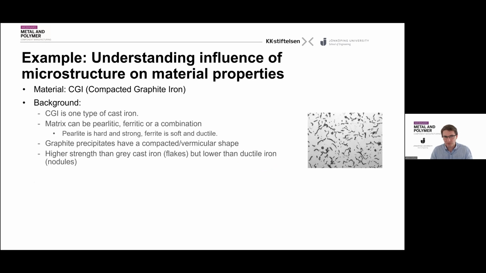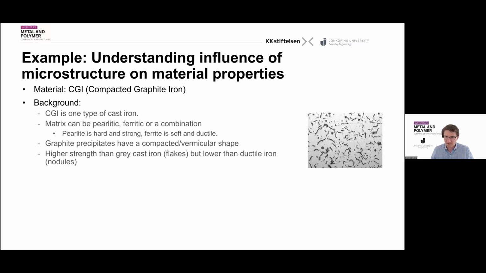So I would like to walk you through an example of how this can be used. And this example is about understanding the influence of microstructure on a material property. This example is taken from a paper that we published some years ago. It was a collaboration between me and Amir Ghasemali, who was at that time a PhD student here at Jönköping University, and also together with Anders Jarfors and Ingvar Svensson at the university.